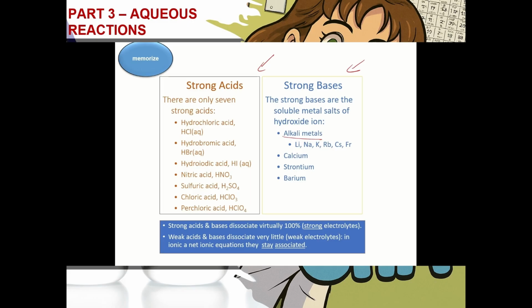They will dissociate virtually 100%. They are strong electrolytes. And the weak acids will not dissociate completely, so they will stay associated. And some will dissociate and some will not.